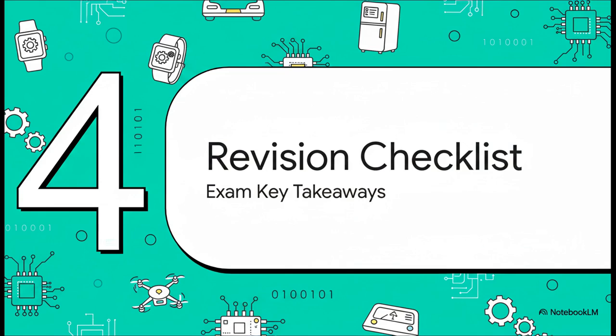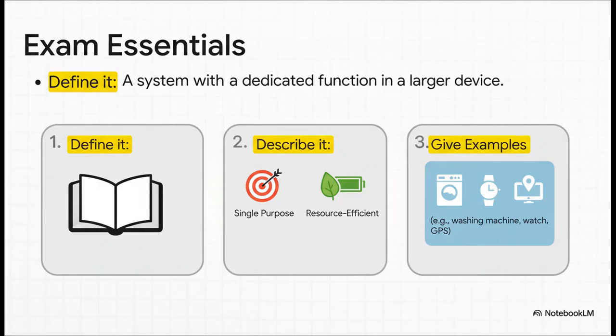Okay, let's bring this all together into a final checklist. This is what you must remember for your Paper 1 exam if a question on embedded systems comes up. If you can do these three things, you have absolutely mastered the key knowledge for this part of the specification. First, you've got to be able to define it. Second, you need to describe its main characteristics: single purpose, efficient, simple interface. And third, you have to be able to give a few good examples. Do that and you're all set.